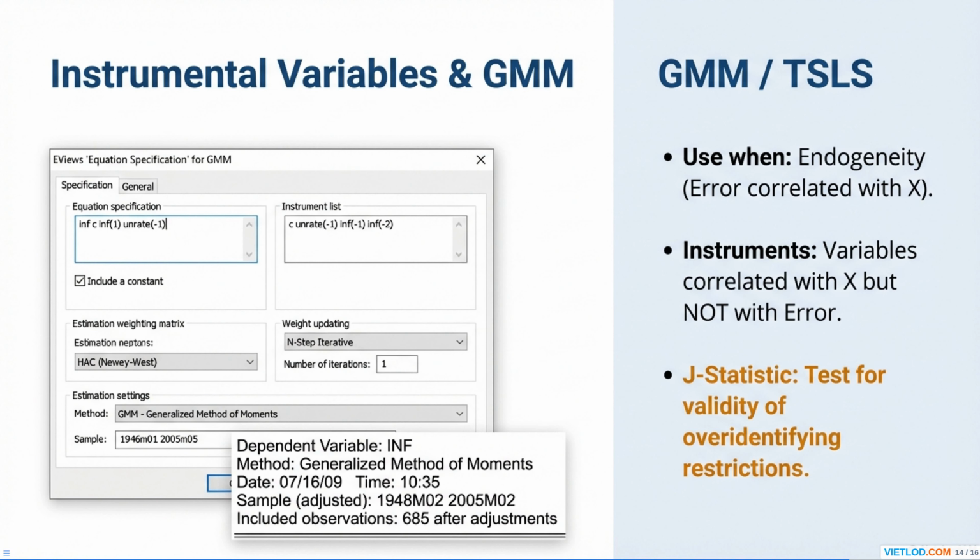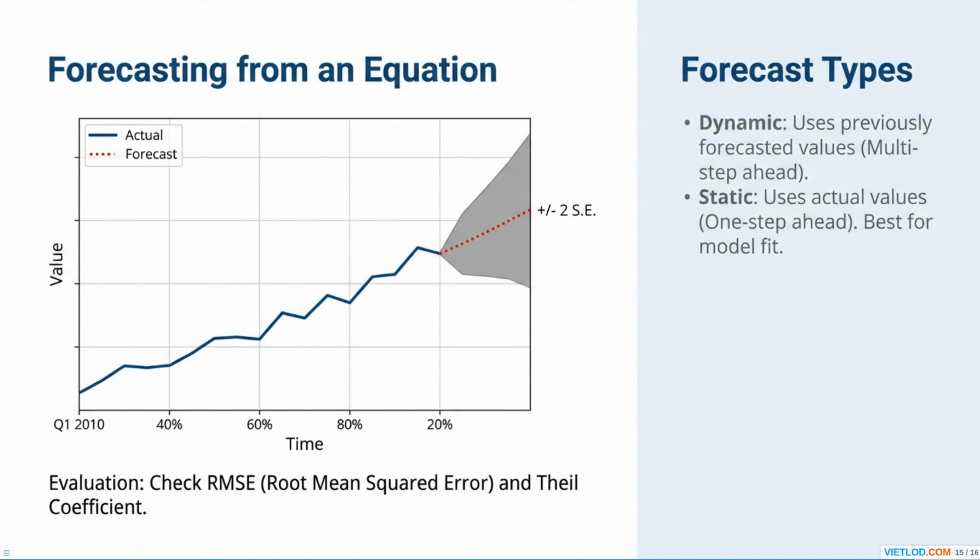The EViews interface on the left illustrates how to set up a GMM estimation. Here, you define your main equation, for example, inf c inf(-1) unrate(-1), and then provide a separate list of instrumental variables, such as c unrate(-1), inf(-1), inf(-2). After estimating, it's crucial to test the validity of your instruments. The J statistic is used for this purpose, specifically testing the over-identifying restrictions. A high p-value for the J statistic indicates that we cannot reject the null hypothesis that the instruments are valid, providing confidence in our model's estimates.